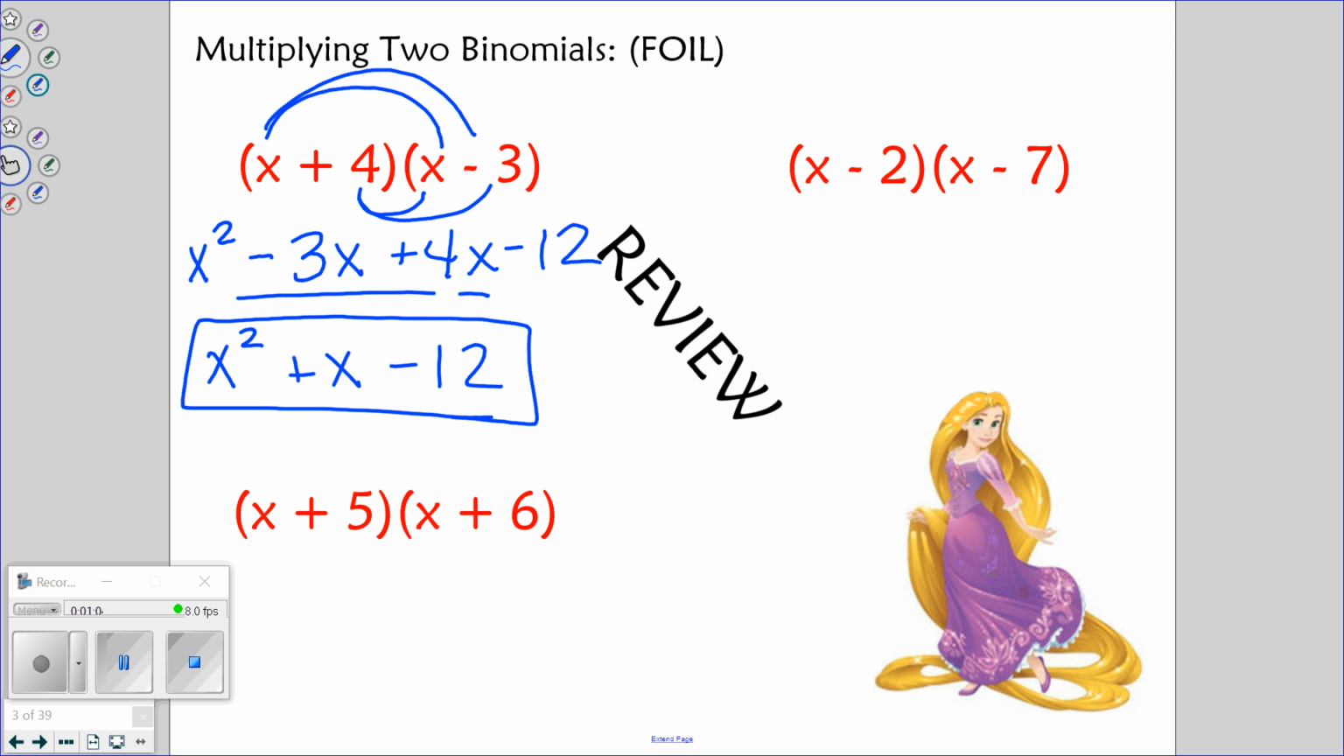So factoring is going from this part, and we're taking it back to where it started. Okay? So we're unfoiling, if you like that word.